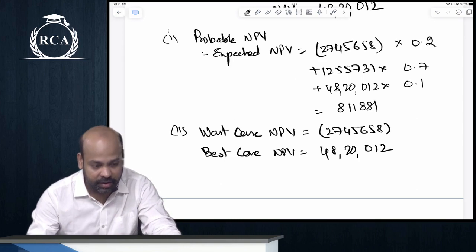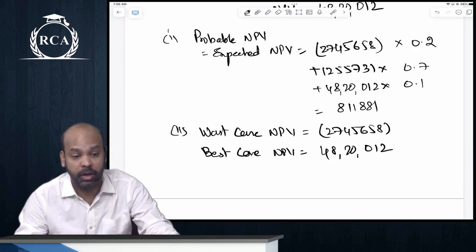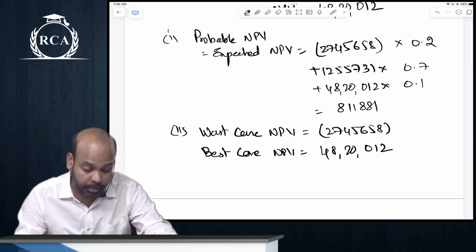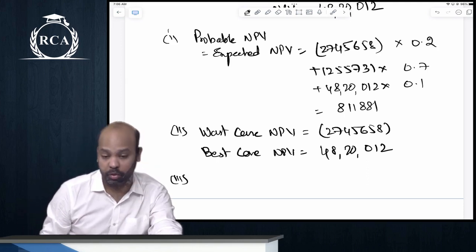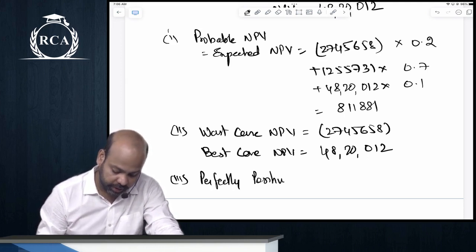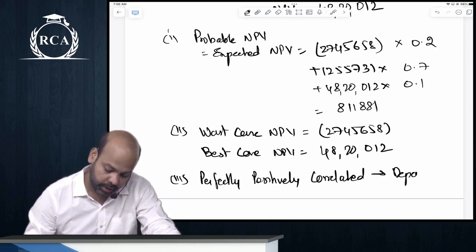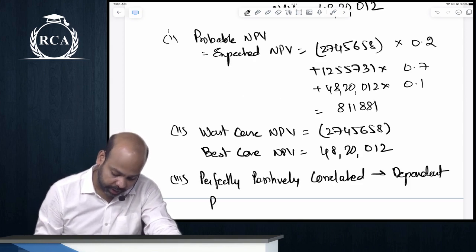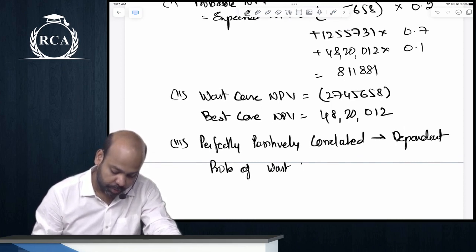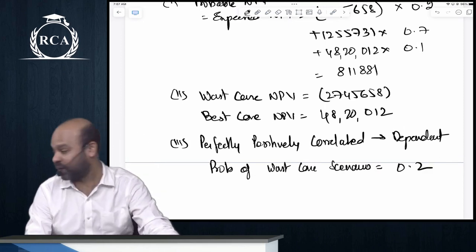20,012 rupees. What's the probability of occurrence of the worst case if the cash flows are perfectly correlated? Perfectly positively correlated matlab dependent beta. If they are dependent, what should be the probability of the worst case scenario? 0.2. Perfectly positively correlated, meaning they are dependent. Because the cash flows are dependent guys, probability of worst case scenario will be 0.2. You just have to take probability of 1 year.